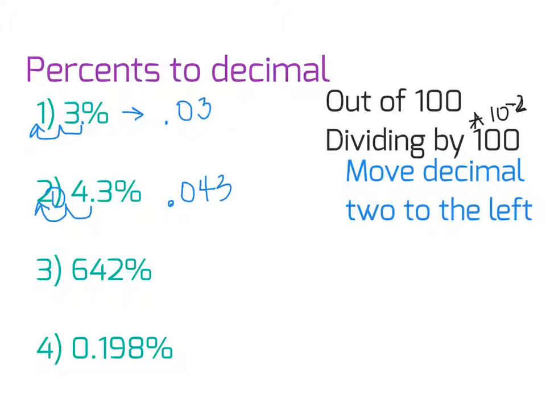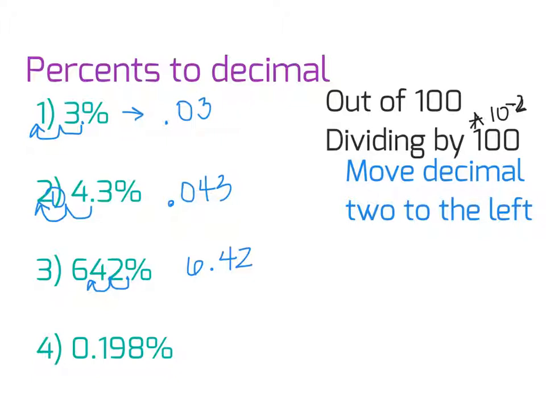Number 3, we have 642%. There's no decimal, so we're going to put the decimal at the end. We need to move it twice. This one might be a little tricky because you're thinking, wait, there's another number. But that's okay, because we're only going to move it 2 times, which means there might be a whole number there. So 642% would be 6 and 42 hundredths as a decimal.